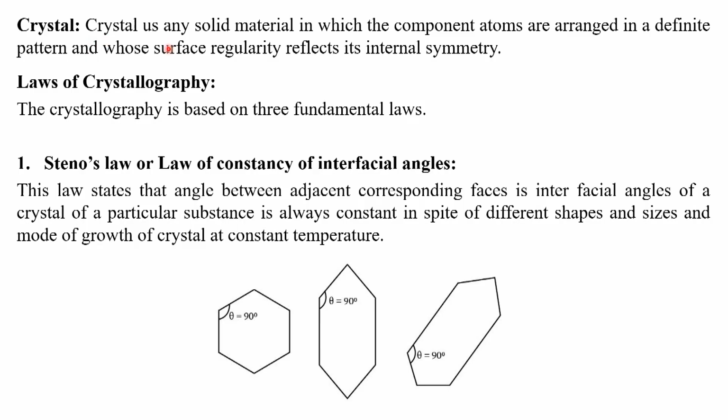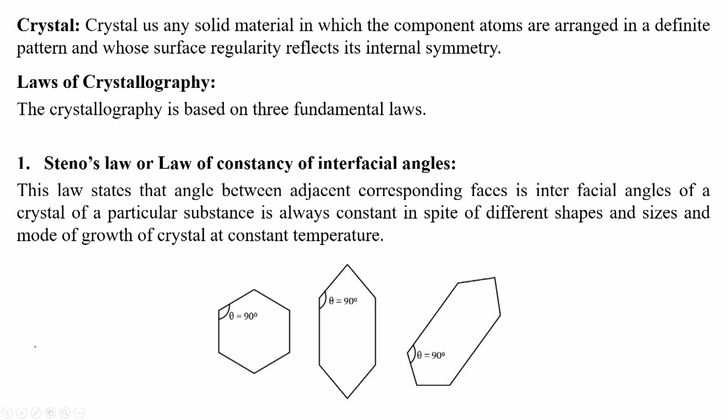Okay, so we will discuss today solid state, a new topic. So what is a crystal? A crystal is any solid material in which the component atoms are arranged in a definite pattern and whose surface regularity reflects its internal symmetry.